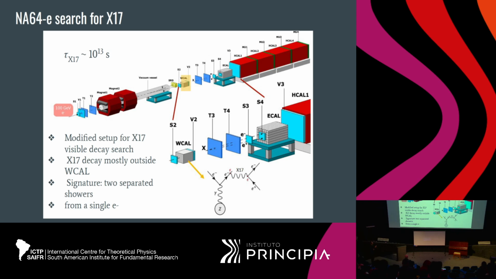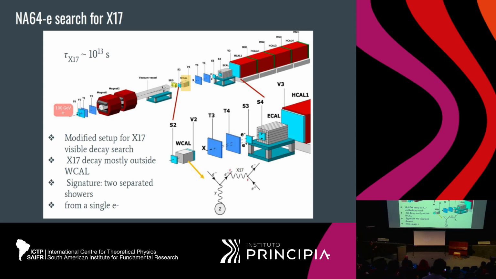So we are searching now for a visible decay. It was introduced a new very small tungsten-based calorimeter, so plastic scintillator and tungsten, and this is the place where the interaction is supposed to happen, and then you can produce a dark photon, your X17, that will decay in electron-positron pair. So after this target here, you have some tracking stations, and then the vehicle itself.